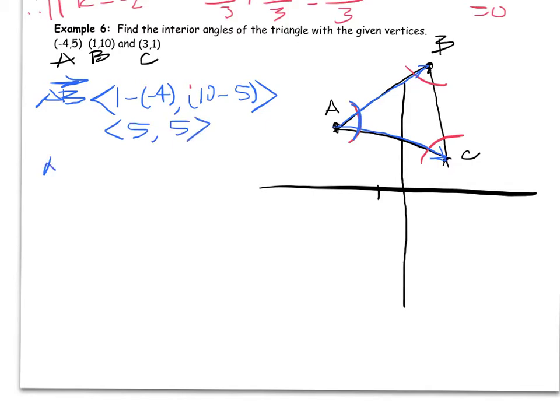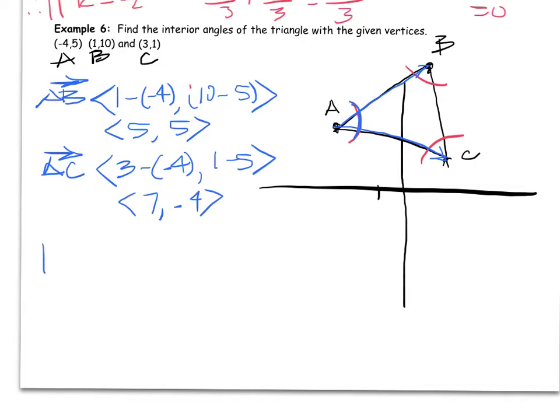I need to do the same thing with vector AC. In vector AC, I'm starting at A and ending at C, so I want 3 minus -4, and then 1 minus 5. And guys, I've done this problem several times today. Because you want to find the angle in between these, start at A and go to B, and start at A and go to C, and that way you can find the angle in between. Otherwise, it just doesn't work. I've done it several different ways. So I've found my vectors AB and AC.